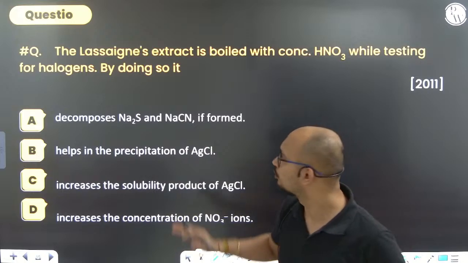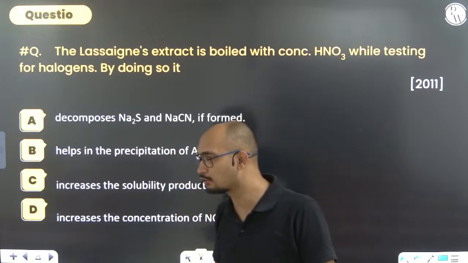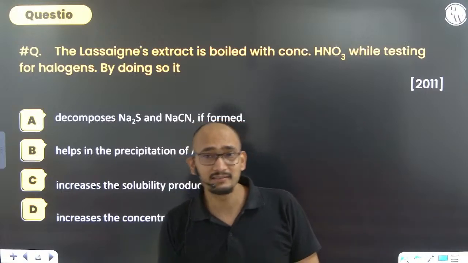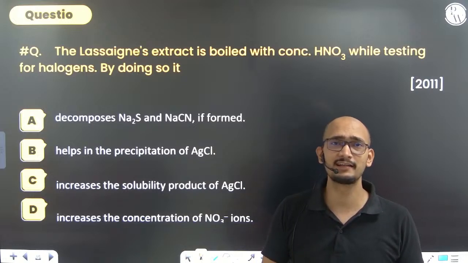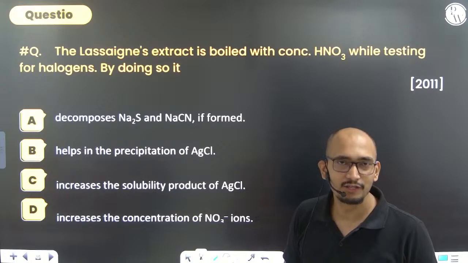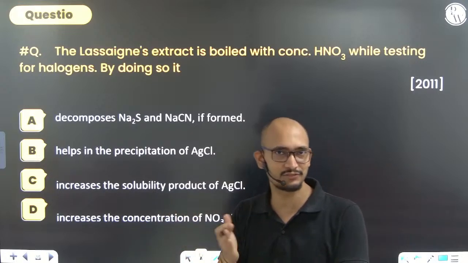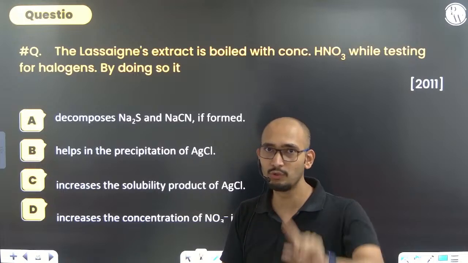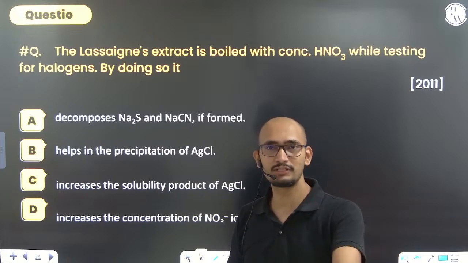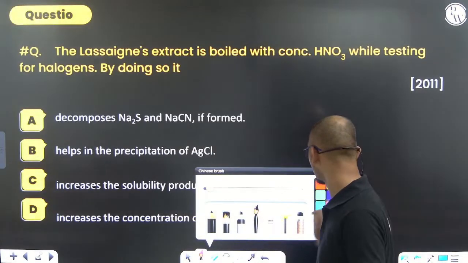You are trying to detect halogen, but let's say there is an impurity of sulfur or nitrogen. So sulfur and nitrogen we have to first of all remove, otherwise it will start giving the Lassaigne's test for sulfur and nitrogen also. What we have to do? We have to make sure that all the nitrogen and all the sulfur is removed. So to remove the nitrogen and sulfur, what we do?